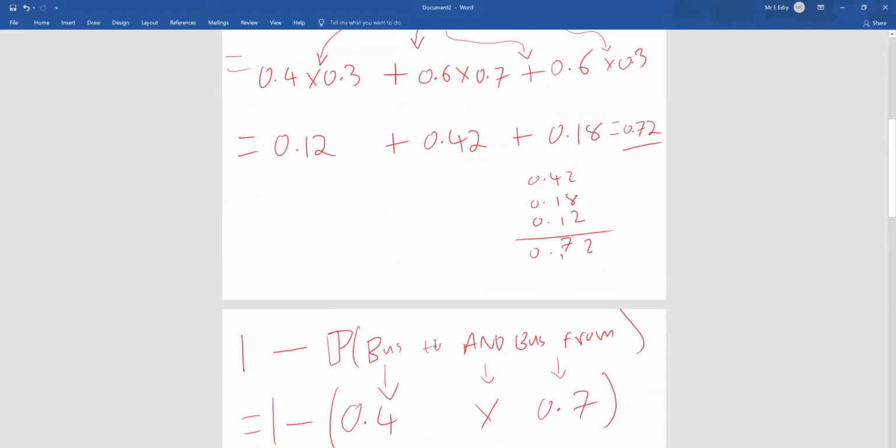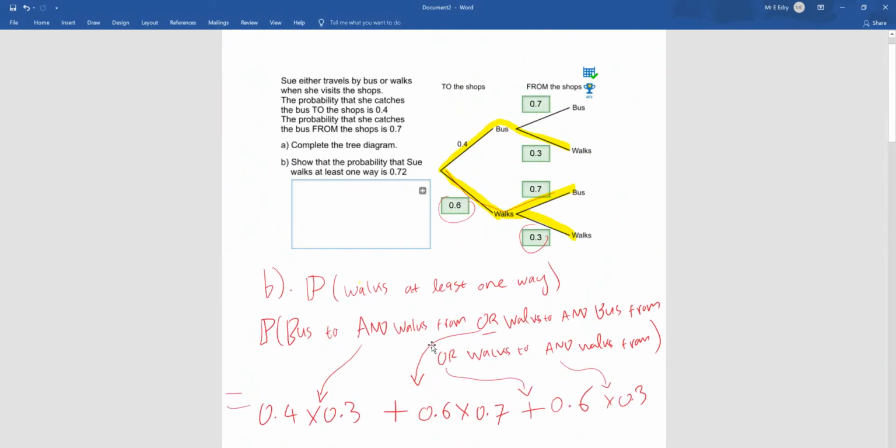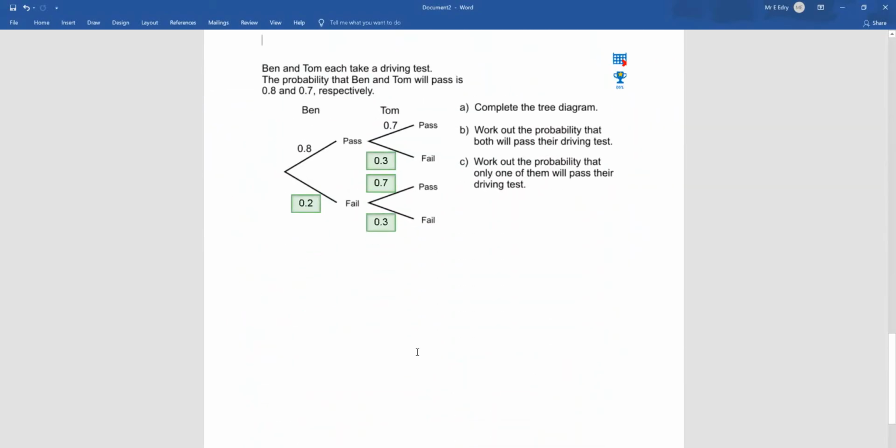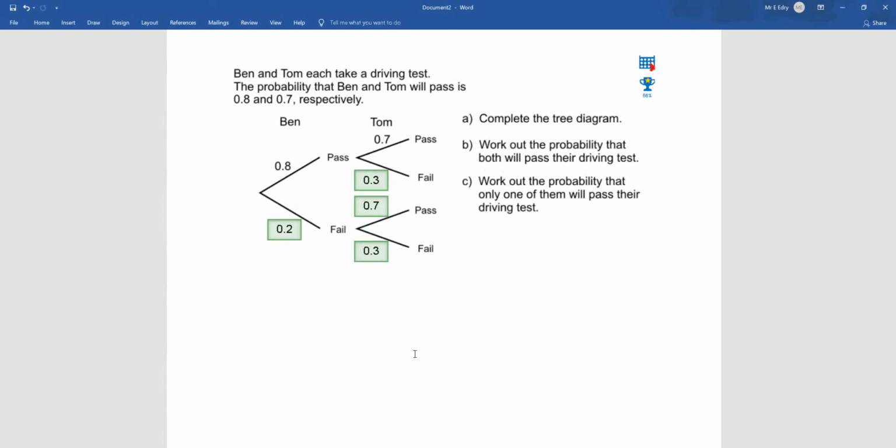So hopefully that makes sense, and I really would like you to give that a go on Maths Watch if you haven't filled that part in. So question 2. So Ben and Tom each take a driving test. The probability that Ben and Tom will pass is 0.8 and 0.7 respectively. Complete the tree diagram. Work out the probability that both will pass their driving test. Well, there's only one possibility there, and that's Ben passes and Tom passes. So A is very straightforward.